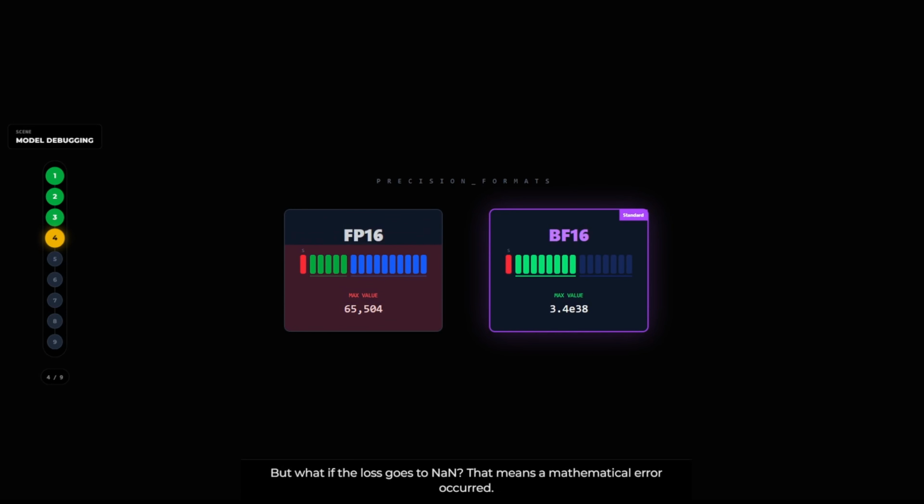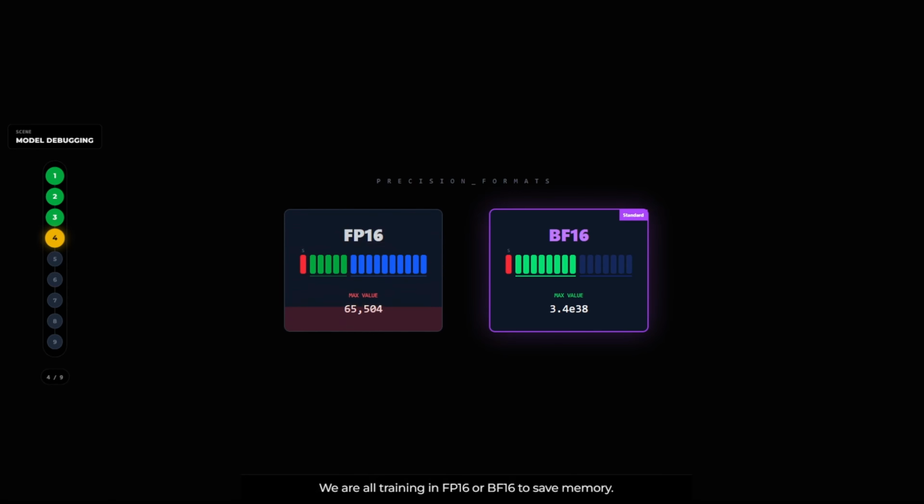But what if the loss goes to NaN? That means a mathematical error occurred. Maybe you divided by 0. Maybe you took the log of a negative number. But in 2026, the most common reason for NaN is numerical instability due to mixed precision training. We are all training in FP16 or BF16 to save memory, but 16-bit numbers have a limited range. If your gradients get too small, they vanish to 0. If they get too big, they turn into infinity.